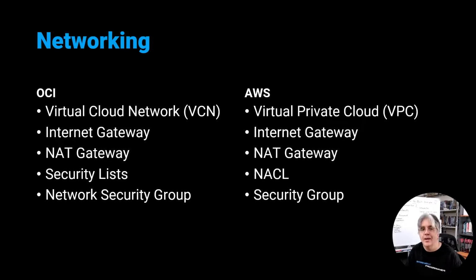With AWS, NACLs and security groups are applied separately. First, you go through the NACL as you enter the network, and then you go through the security group. So, for example, if you wanted to have HTTP traffic going to your web server, you would need to allow traffic on port 80 in both your NACL and your security group.